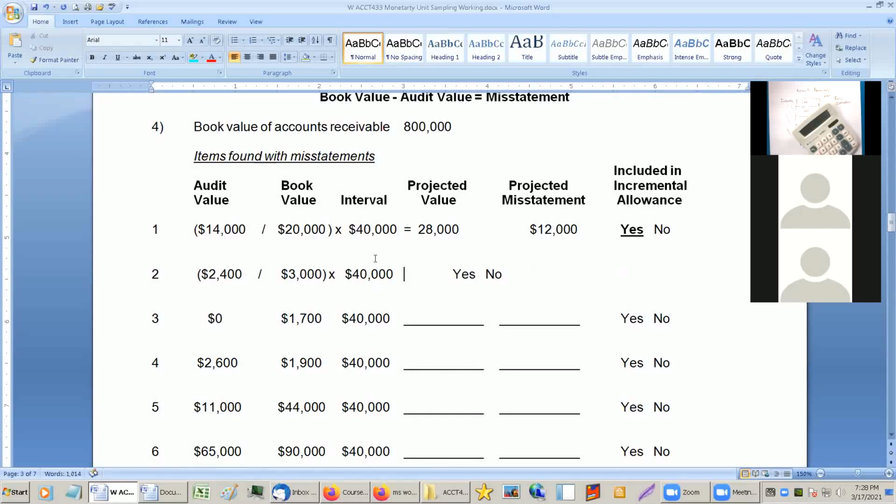Okay, so this is equals 2,400 divided by 3,000, 32,000, 8,000.